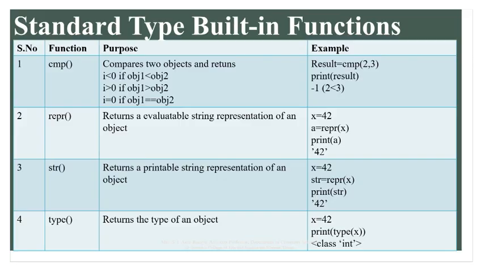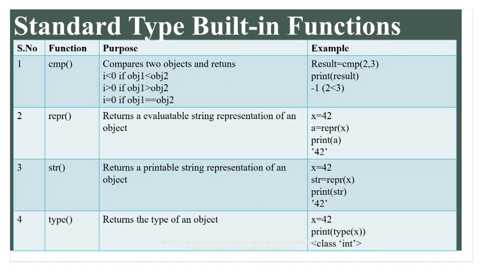And these are standard built-in functions. The first one is cmp. It is for comparing. So when you're going to compare two objects, let's say you're comparing object 1 and object 2. If object 1 is less than object 2, it will return a value less than 0. So less than 0 in the sense it is going to be -1. And if object 1 is greater than object 2, the value that is going to be returned will be greater than 0. So let's say it is 1. And if object 1 and object 2 are equal, the value returned will be 0.